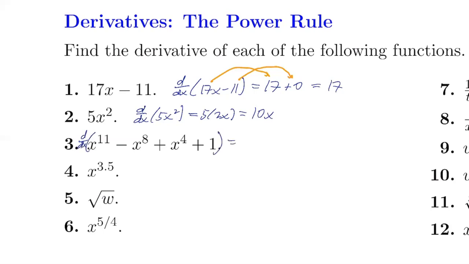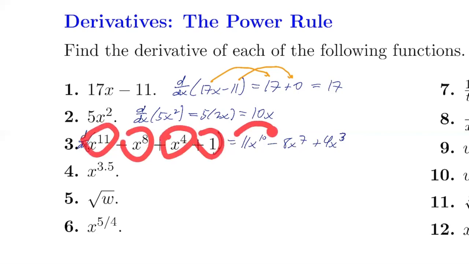The derivative of that, so remember the idea is you take the 11, you put it down in front, and it becomes 11, and then you subtract 1. So derivative of x to the 11th is 11x to the 10th. And then x to the 8th is minus 8x to the 7th. X to the 4th is plus 4x cubed. And then the constant term disappears. Also, when you differentiate a sum of different things, it's really just the sum of the derivatives. So these just become, yeah.